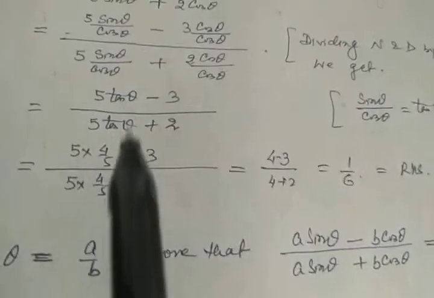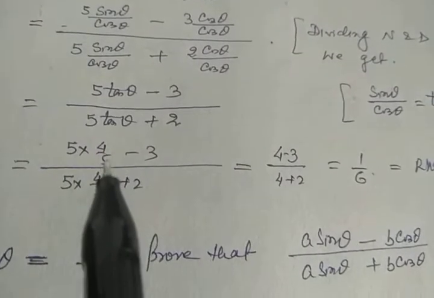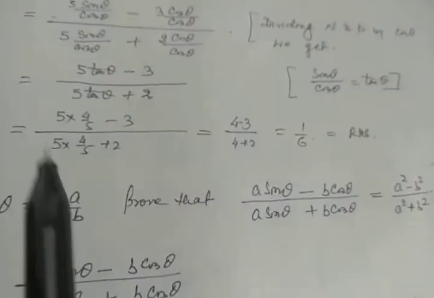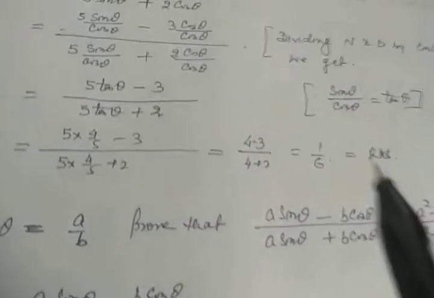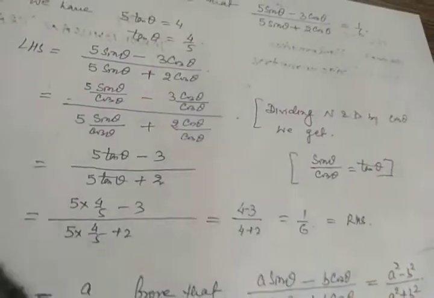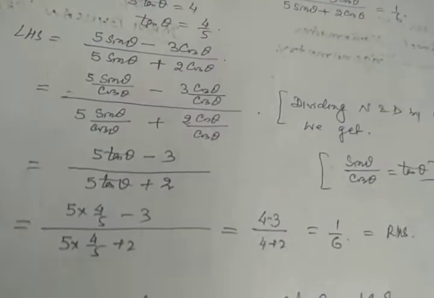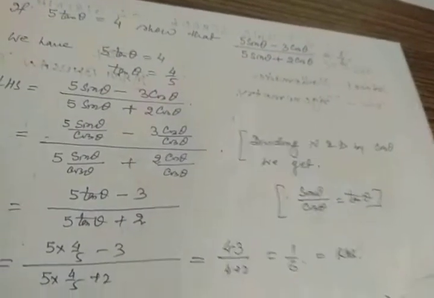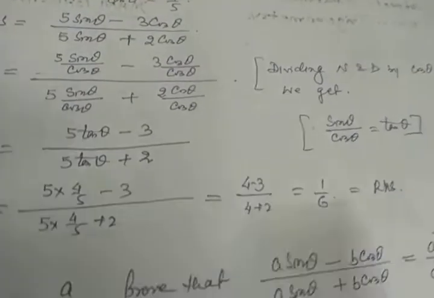Now put the value of tan theta, 4 by 5. Is it given to you? Tan theta is 4 by 5. Then you can simplify and get the result. If you follow this method, there will be no need to calculate the values of P, B, and H, and also the sin theta and the cos theta. Directly, if you divide numerator and denominator, you can get this.